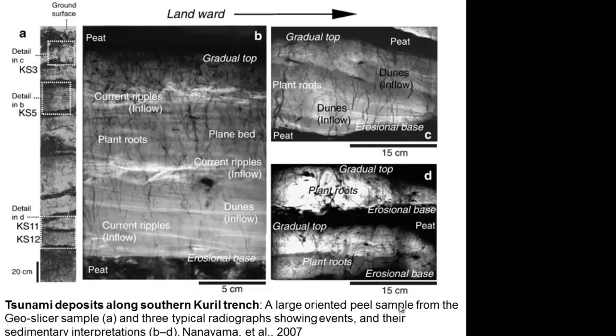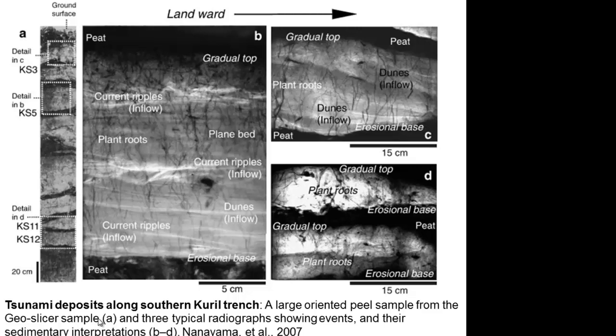Or in this case, this was a tsunami record from Southern Kurils. And this is not my work, I just found it, but it's a large oriented peel sample from the geoslicer. So what that means is once you take the sample, you pull it up, then you can put some epoxy or silicone and glue the centerfold together to make it strong. And then they take it to the x-ray and you x-ray it. And so then you can see the different densities of the materials.